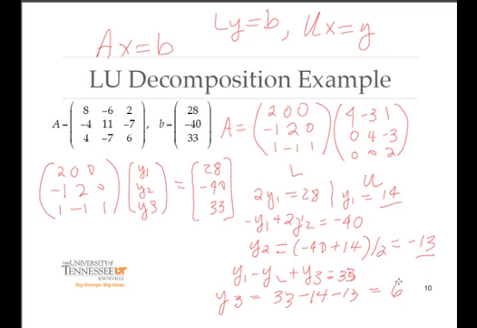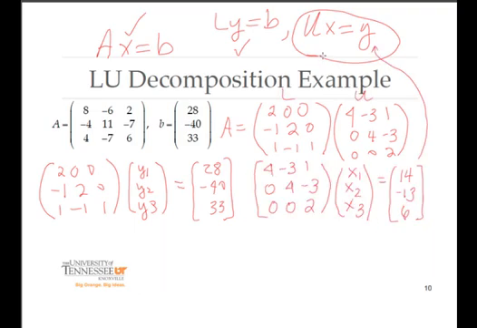So what we've determined this far is that the y vector here is really 14, minus 13, 6. Now we're not done. The original problem is to solve for x. All we've done at this point is solve for y. We're not far from getting the solution, because now what we have to do is solve this upper triangular system. But again, hopefully that solution process will be fairly efficient to do.